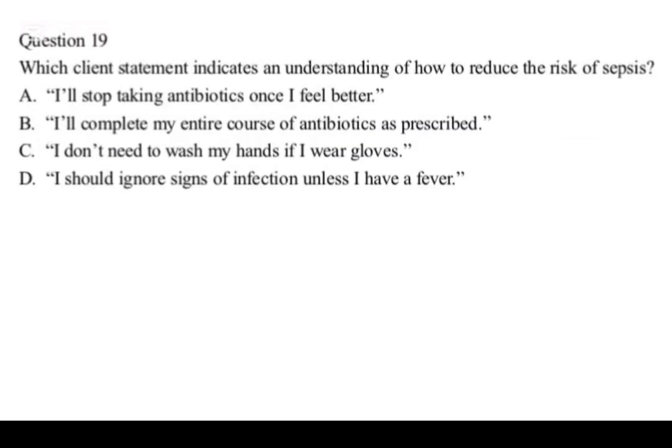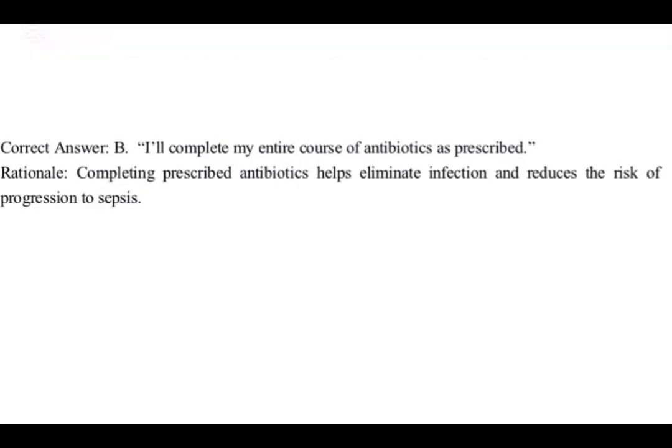Question 19. Which client statement indicates an understanding of how to reduce the risk of sepsis? A. I'll stop taking antibiotics once I feel better. B. I'll complete my entire course of antibiotics as prescribed. C. I don't need to wash my hands if I wear gloves. D. I should ignore signs of infection unless I have a fever. Correct answer, B. I'll complete my entire course of antibiotics as prescribed. Rationale: completing prescribed antibiotics helps eliminate infection and reduces the risk of progression to sepsis.